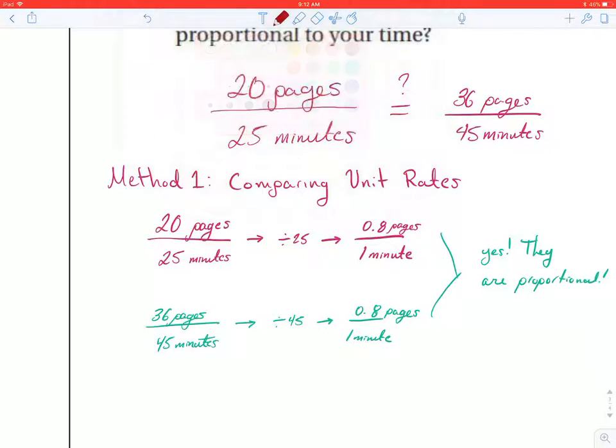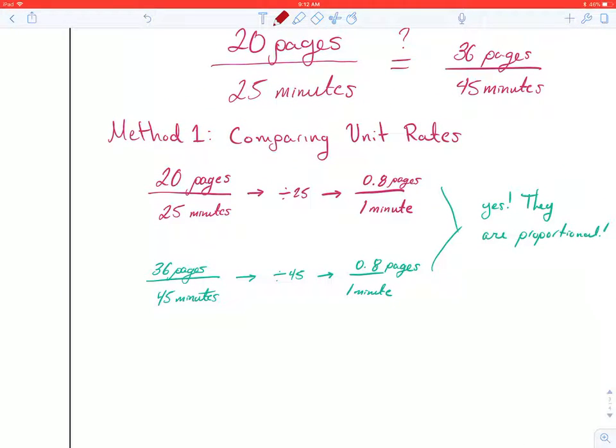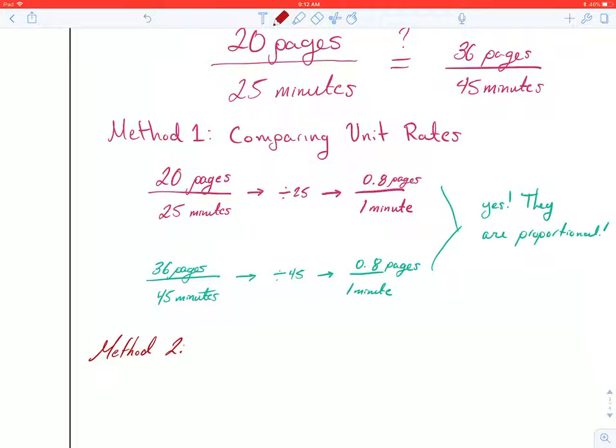But we also need to use the second method of determining whether these two are proportional. Now, we already know that they are. We have just determined that they are, but we also need to get into the practice of using the second method, which is comparing cross products. Now, I think that this is the easier method because it's much easier to multiply than it is to divide, in my opinion. You may think differently, but in my opinion, it's much easier to multiply than to divide.